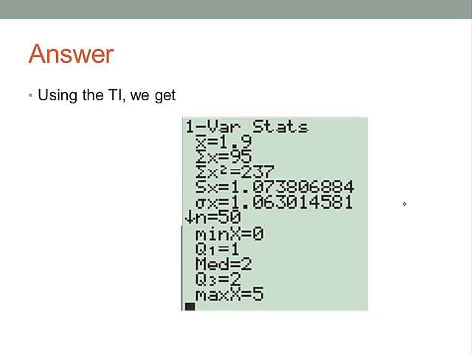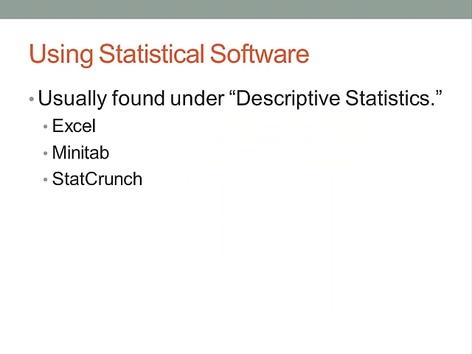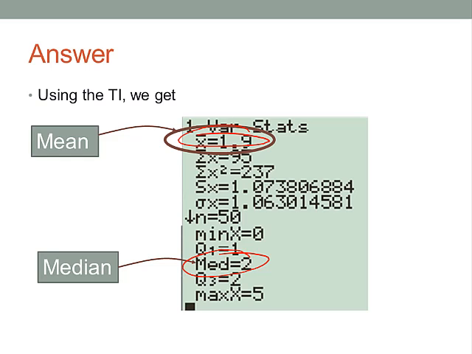So using the TI, we get a mean of 1.9. Here I was able to show you both screens. And the median of 2. So I have that marked right there. And we'll worry about what these other variables represent a little bit later. Some of them are easy. I mean, min, I think you got that. Max, you get that. But we'll talk about what Q1, Q2, and these little symbols here mean in a later lesson.